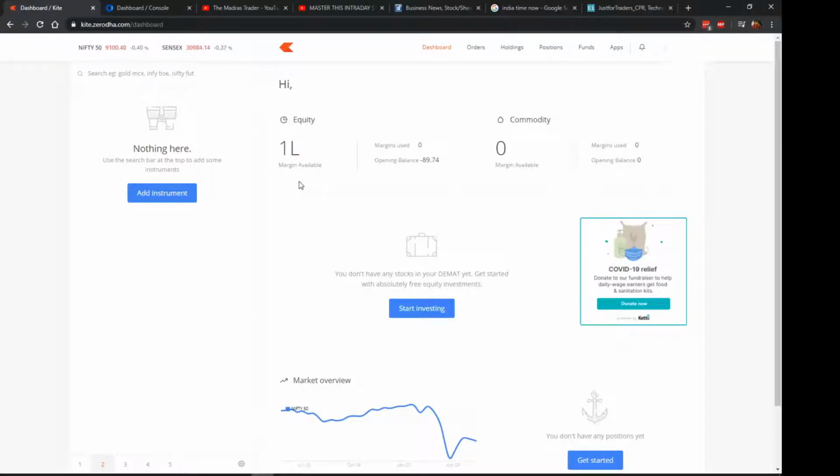Let's test out the simple CPR strategy by the Madras trader. As you can see here, I'm starting with 1 lakh of capital. Since there will be 5 or 6 trades, I plan to spend around 20,000 per stock.